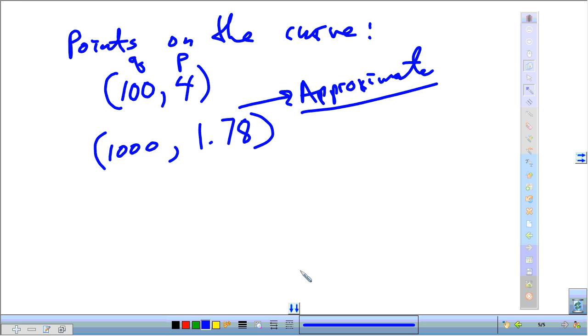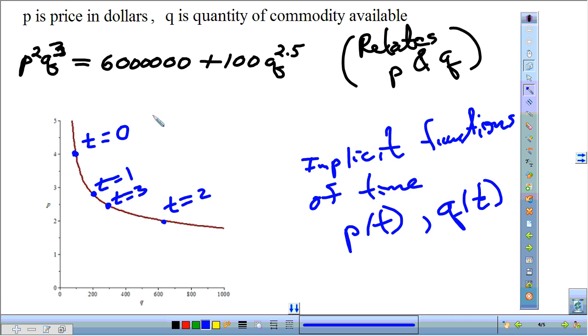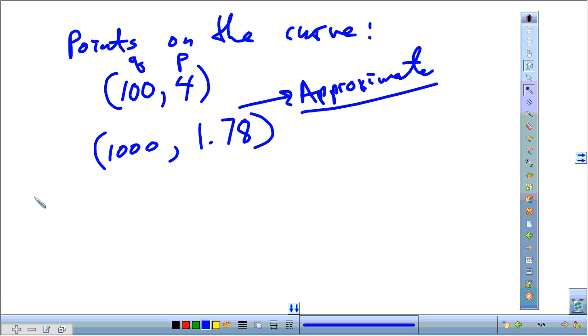So we could come up with different points on the curve, possibly, by substituting P's and Q's, solving for the other one. So it might just be, here's a point on the curve. Now, we end up having other questions relative to this situation.